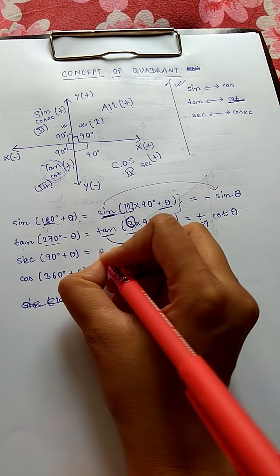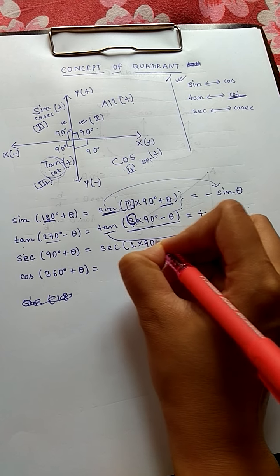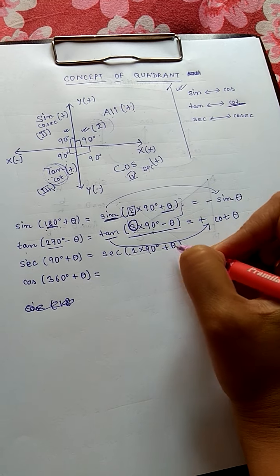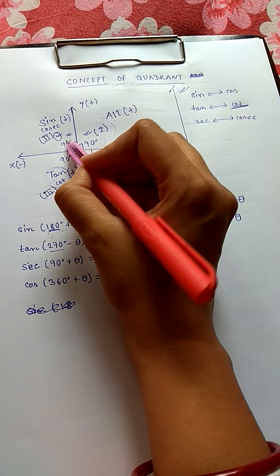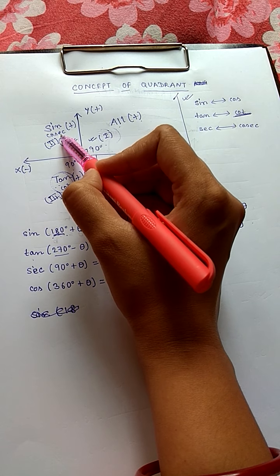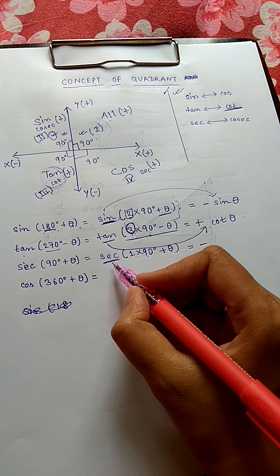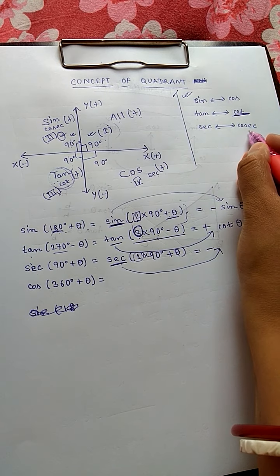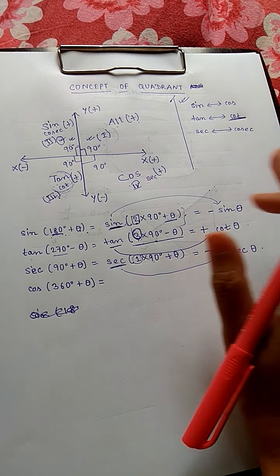Now let us determine this. Sec 90 degrees plus theta. It is given as only 90 degrees, so I can write 1 into 90 degrees plus theta. So 1 means the first quadrant of 90 degrees, plus theta means it will come in the second quadrant. This sec value will lie somewhere in the second quadrant, and in the second quadrant sine and cosec are positive. But here it is sec, so this value will be negative. But as 1 is an odd number, sec will be converted to cosec.